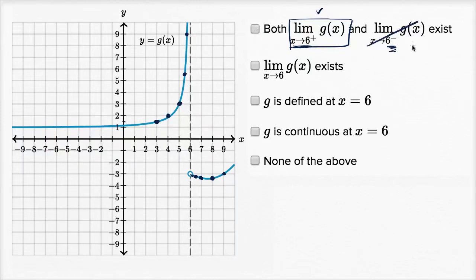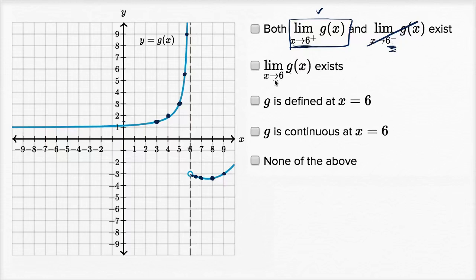Some people will say the limit is approaching infinity, but technically infinity is not a value that you can say it is approaching in the classical formal definition of a limit. So for these purposes, we would just say this does not exist.